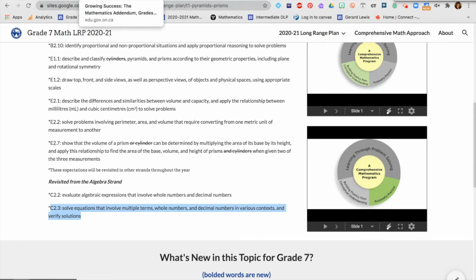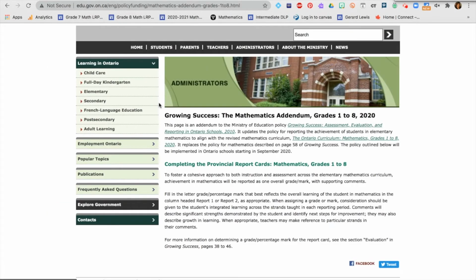Plus, according to the Growing Success Addendum that addresses a 1 math mark report card, it states when assigning a grade or mark, consideration should be given to students' integrated learning across the strands. So this is one example of how you can integrate strands while revisiting our 4 non-negotiables.